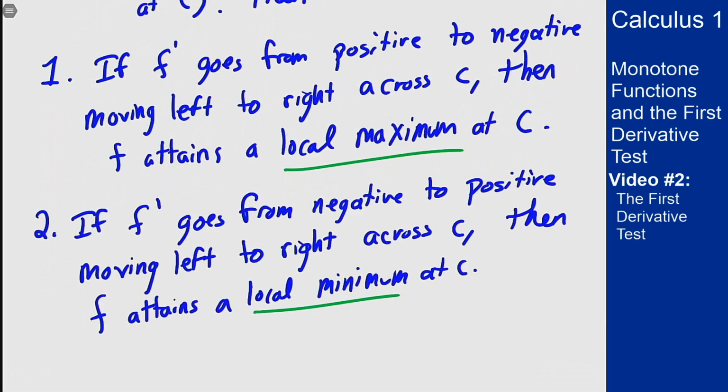And then the third option here is f prime does not change sign across C, i.e. goes positive positive or negative negative. In that case, I do not get a local max or a local min at C.